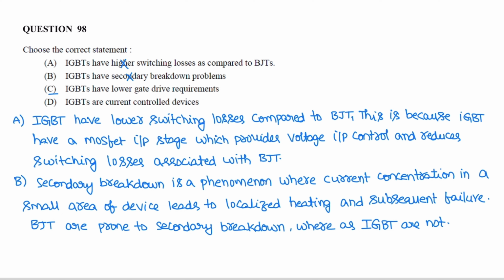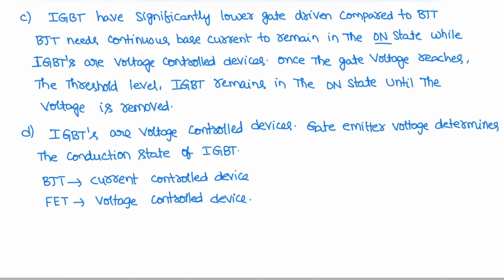IGBTs have lower switching losses compared to BJT because the IGBT has a MOSFET at the input stage, which provides voltage input control and reduces the switching losses associated with the BJT. Next, IGBTs are current control devices. No, IGBTs are voltage control devices, and IGBTs have lower gate drive requirements. So option C is correct.